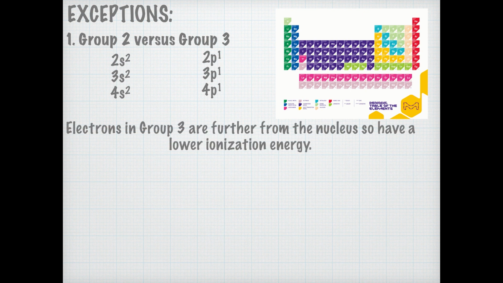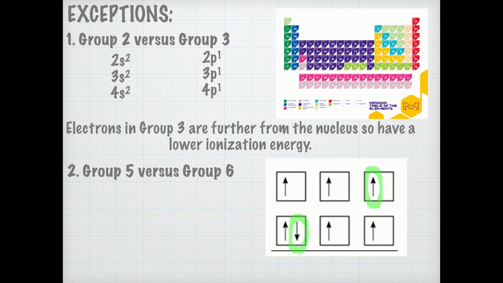The second exception is group 5 versus group 6. Group 5 starts with nitrogen, so you've got nitrogen, phosphorus, arsenic, antimony, etc. Group 6 is oxygen, sulfur, etc. Again, we would expect that oxygen would have a higher ionization energy than nitrogen, and sulfur higher than phosphorus, because ionization energy in general increases as you move across the periodic table since you are increasing the effective nuclear charge. However, this one's a little weird.